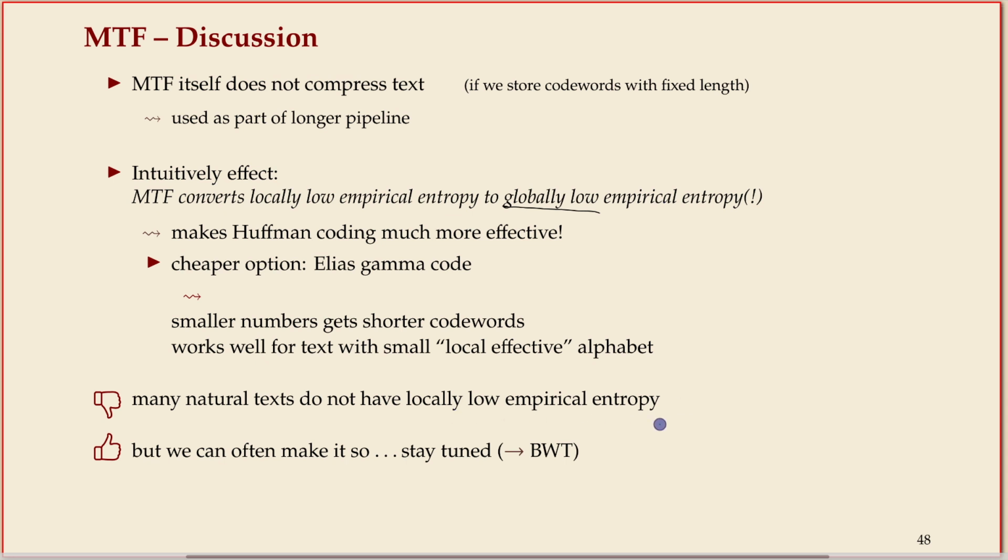Now, the property that MTF has is great, but it turns out that at least English text doesn't actually have these locally low empirical entropies. I mentioned DNA data sometimes has, so that there it works directly to some degree, but many types of texts don't have this. But it turns out we have another transform coming up that helps there, but we'll have to delay that. And the way it works in the end will be another transformation, the Burrows-Wheeler transform, creates such low local entropy, MTF transforms that into low global entropy, and then we can apply Huffman at the end.